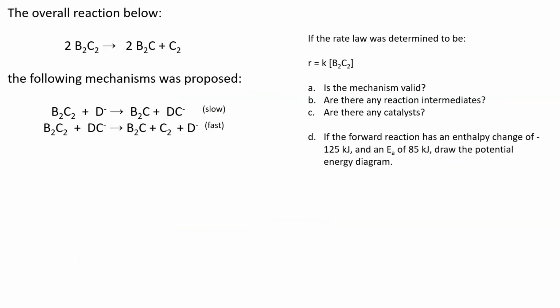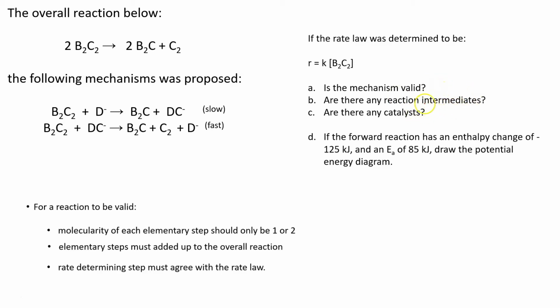So let's take a look at a second example. Here we have our rate law and a reaction mechanism for the decomposition of B2C2 into B2C plus C2. We're proposing a two-step mechanism where our first step is the slowest. And so the first question is, is the reaction valid?